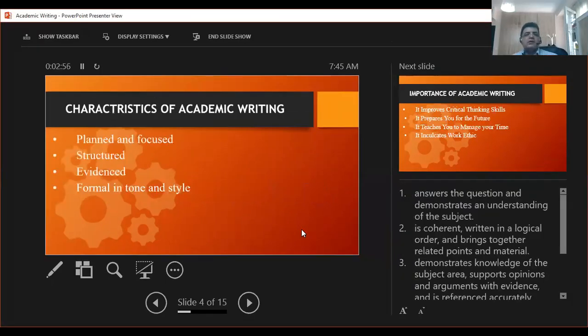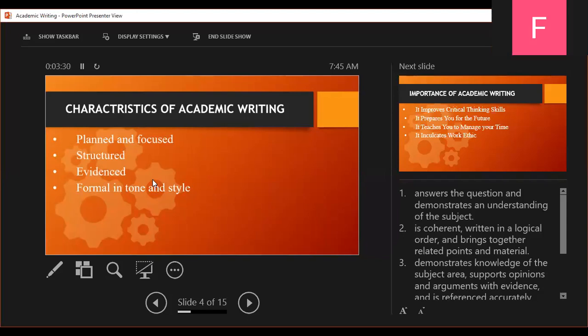So now let's discuss the characteristics of academic writing. Actually, academic writing is planned and focused. It answers the questions and tries to demonstrate what you really want to imply. The second, it is structured. It means it is coherent. It should have cohesion and a logical order when you are going to show your thought through writing.